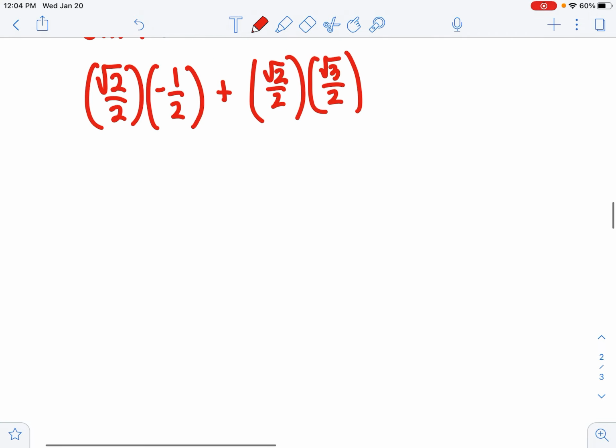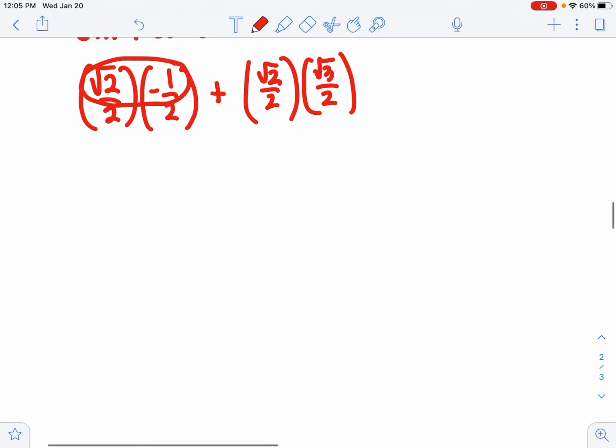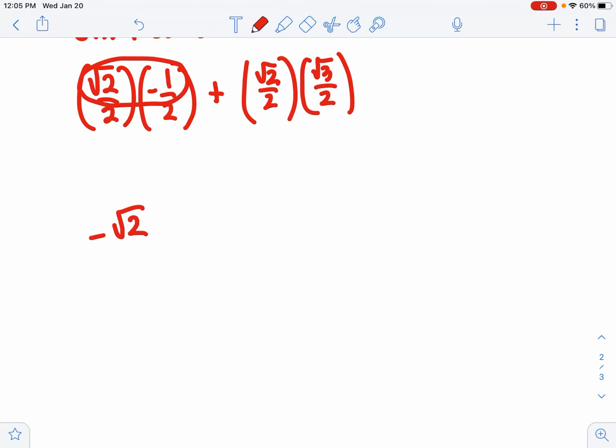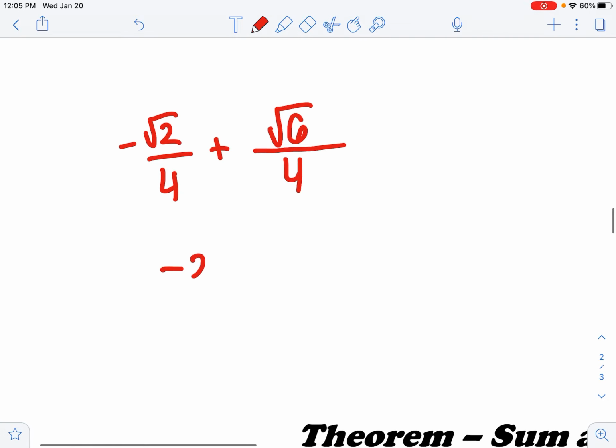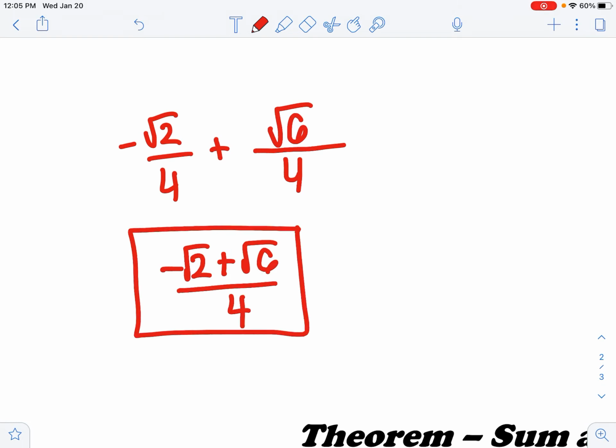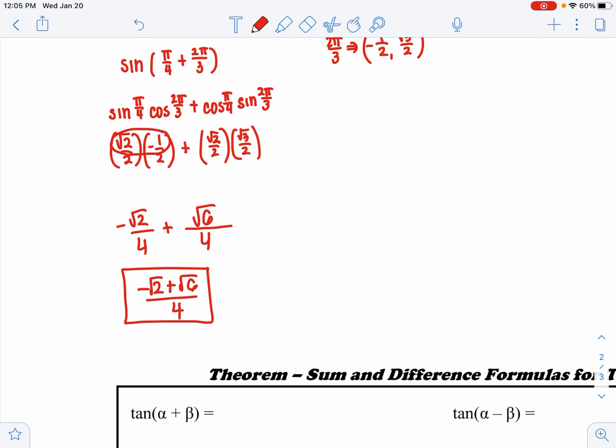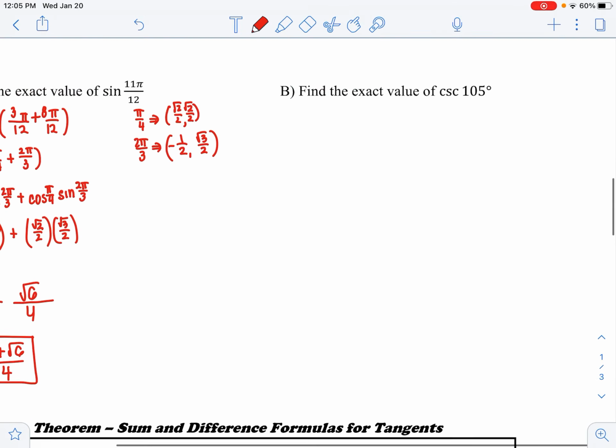All right, clean this up. This is root 2 times negative 1, which is negative root 2. 2 times 2 is 4. You want the negative in the numerator because otherwise it makes a negative 4 in your denominator, and then you don't have a common denominator. It's just silly. Plus, root 2 times root 3 is root 6 over 4. So I get negative root 2 plus root 6 all over 4. There's your answer. Also remember root 6 minus root 2 all over 4 is the same answer.